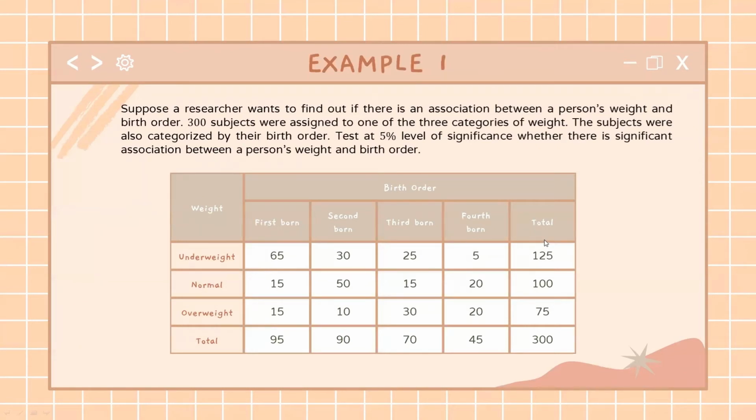Examples: Suppose a researcher wants to find out if there is an association between a person's weight, which will be our variable A, and birth order, which will be our variable B.